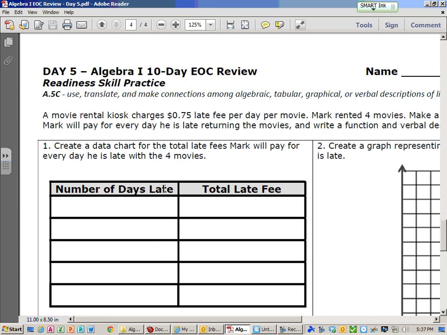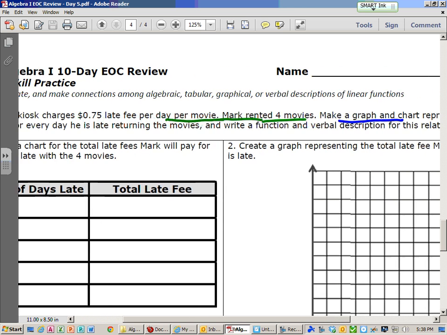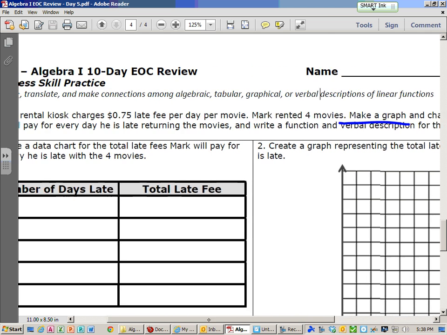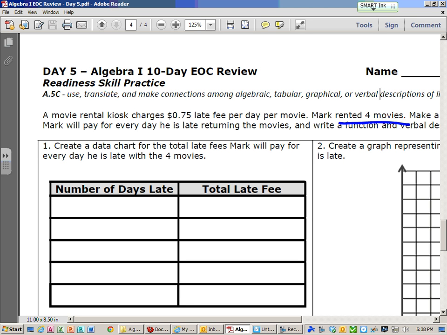A movie rental kiosk charges a 75-cent late fee per day, per movie. He rented 4 movies. Make a graph, a chart, and so on to show the relationship between the total late fees. This looks like an important item. And what's the other one? The total late fees Mark will pay every day if he's returning the movies late. Write a function, and so on.